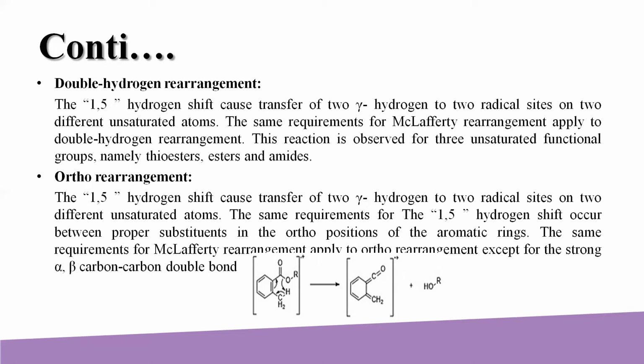Next is ortho rearrangement. The 1,5 hydrogen shift causes transfer of two gamma hydrogens to two radical sites on two different unsaturated atoms. The same requirement for the 1,5 hydrogen shift occurs between proper substituents in the ortho positions of the aromatic rings. The requirements for McLafferty rearrangement apply to ortho rearrangement, except for the strong alpha-beta carbon double bonds.